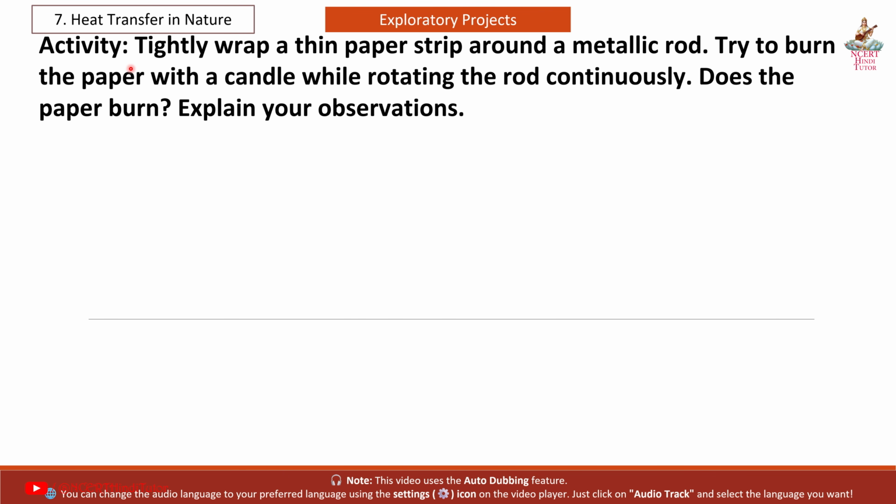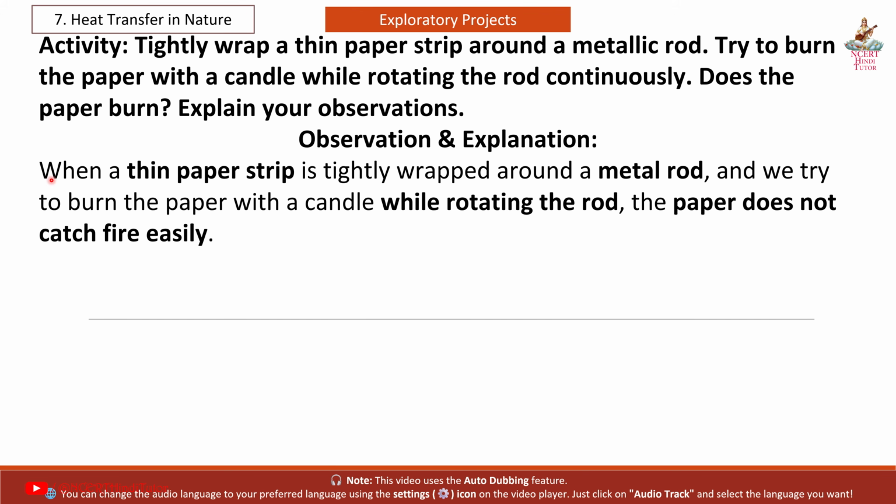Next question, activity. Tightly wrap a thin paper strip around a metallic rod. Try to burn the paper with a candle while rotating the rod continuously. Does the paper burn? Explain your observations. Answer: observation and explanation. When a thin paper strip is tightly wrapped around a metal rod and we try to burn the paper with a candle while rotating the rod, the paper does not catch fire easily.